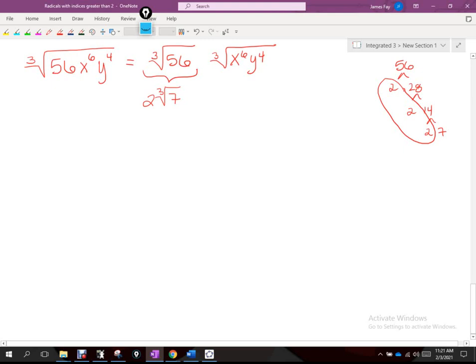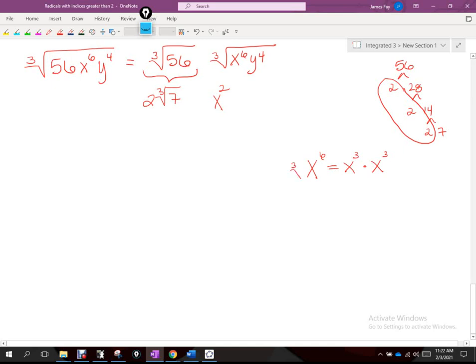6 divided by 3? 2. So this is going to be x squared that comes out of the radical. And the reason for that is this: x to the 6 can be rewritten as x cubed times x cubed. That make sense? We add the exponents, right?